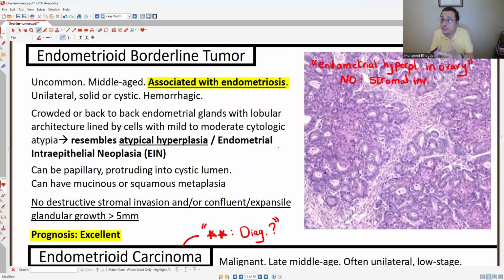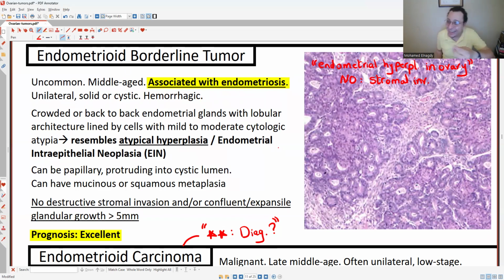So because physiologically there is no endometrium in the ovary, if you see endometroid cancer in the ovary, this means that it arises on top of endometriotic focus or endometriotic foci.